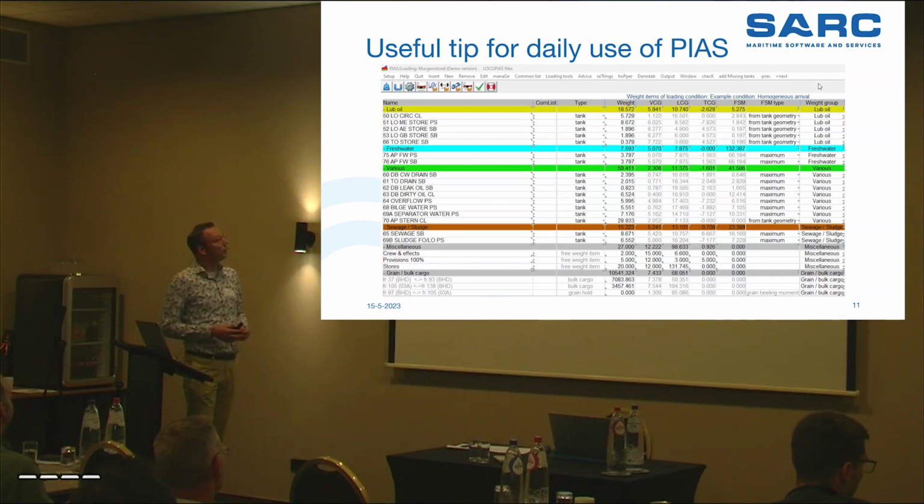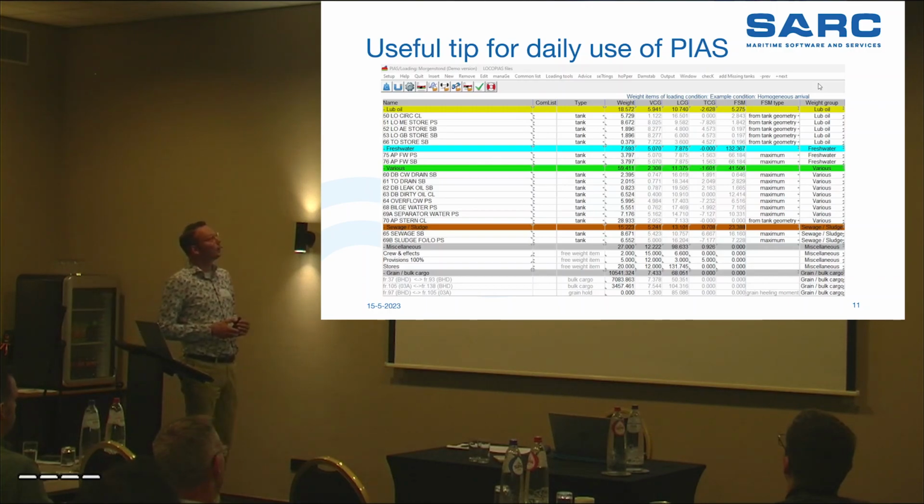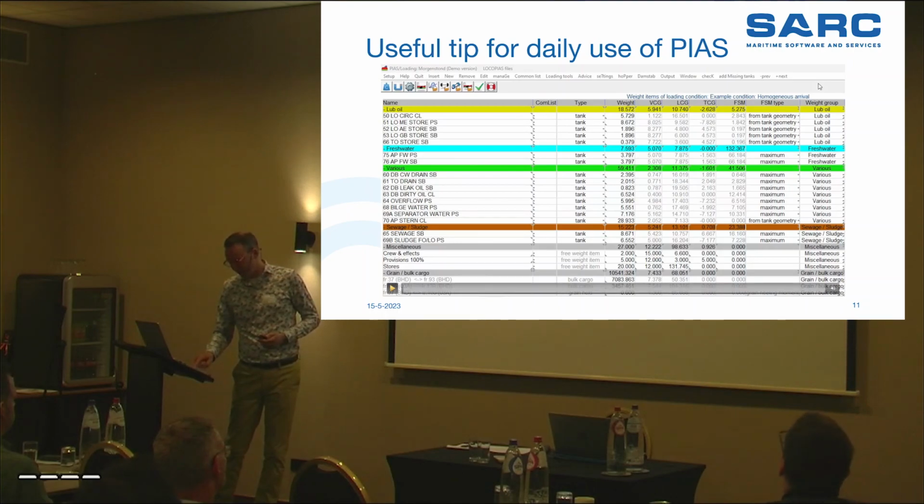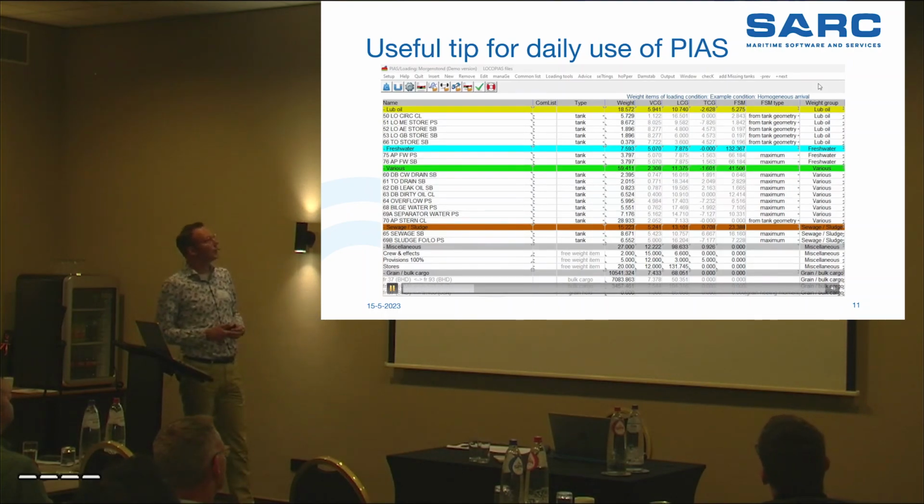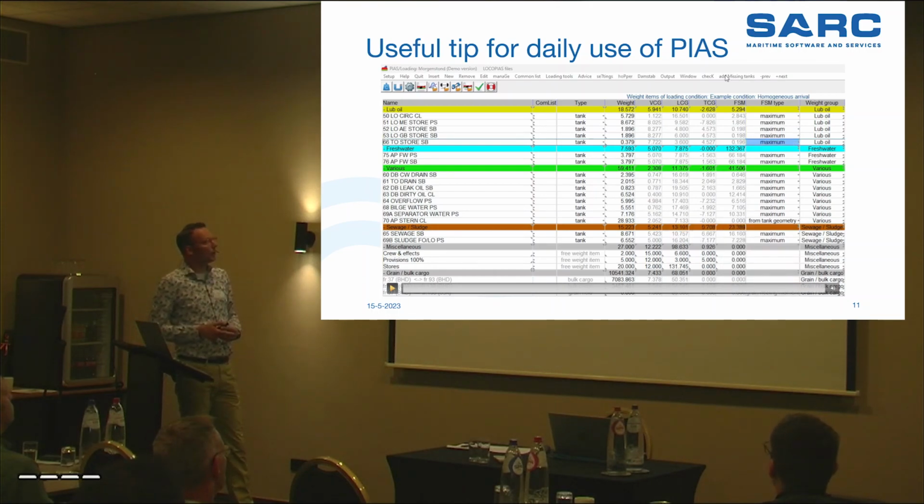I choose to make this example by changing the FSM type of these lubricating oil tanks in loading. So by dragging the mouse, it's simply selecting one cell, keeping the left mouse button pressed, pressing the space bar, and then the FSM type can be changed.